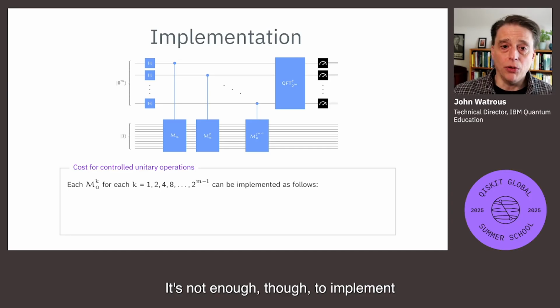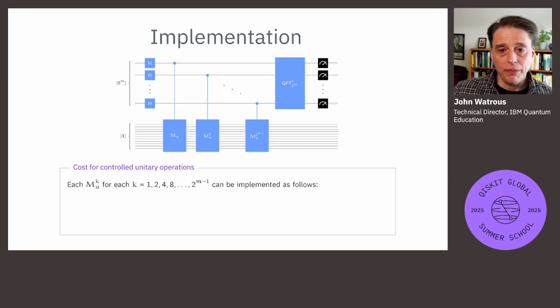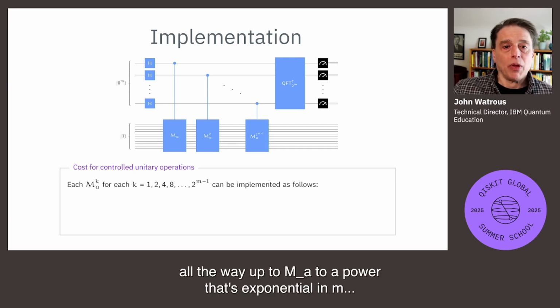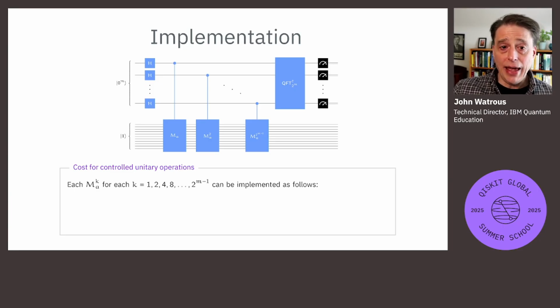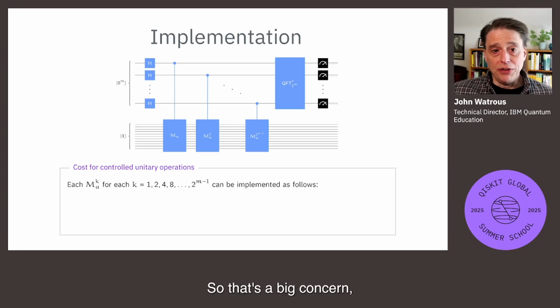It's not enough, though, to implement just MA. We also need to implement MA squared, MA to the 4th power, to the 8th power, and so on, all the way up to MA to a power that's exponential in m, and we need to take m to be linear in little n to get enough precision. So that's a big concern.